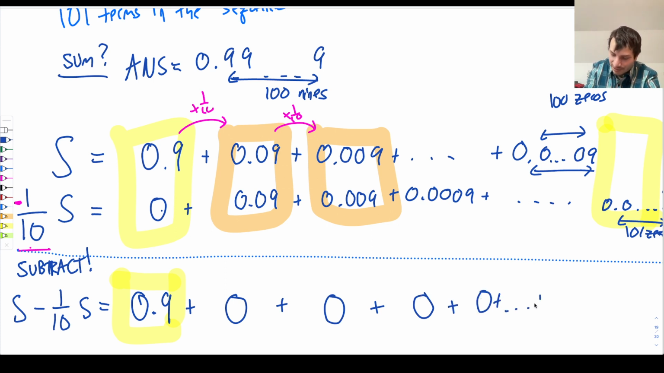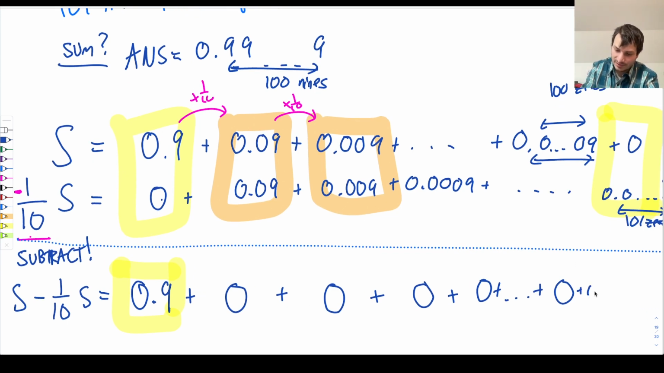And there's going to be all these zeros 100 times in a row, all the way up to the last term, which is the other exception. In the other exception, we're doing 0, right? You can think of this as plus 0, minus 0.009 with 101 zeros. Okay.